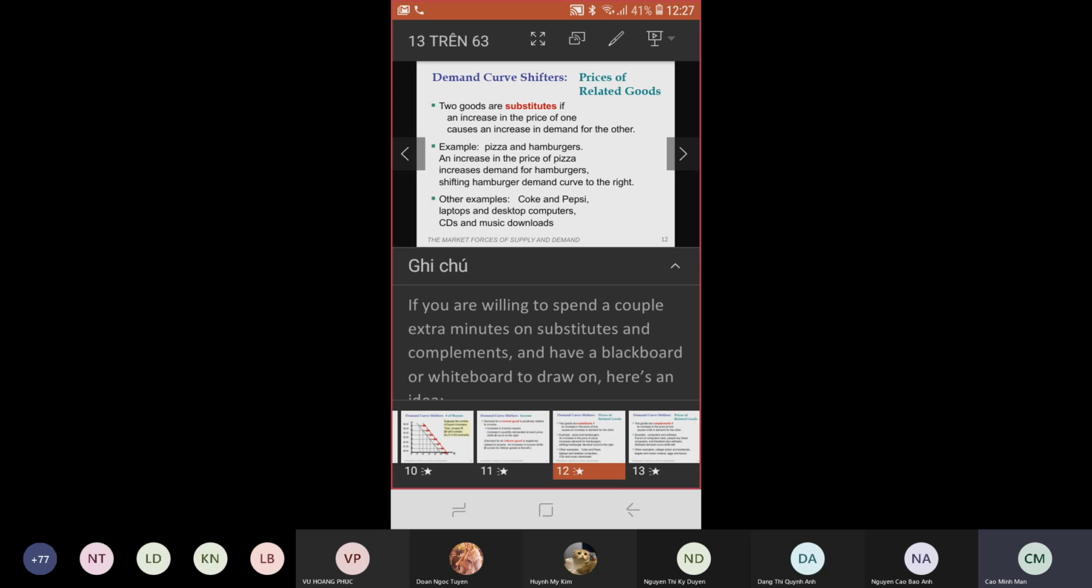For example, Pepsi. Yeah, Pepsi is a substitute of Coca-Cola. Coca-Cola is our favorite one, a favorite drink, for example. But if we go to the store, Coca-Cola is empty. Hey, we can choose Pepsi. So Pepsi is a substitute of Coca-Cola. Thank you. I just explained for you the meaning of substitute. The first kind of related goods.